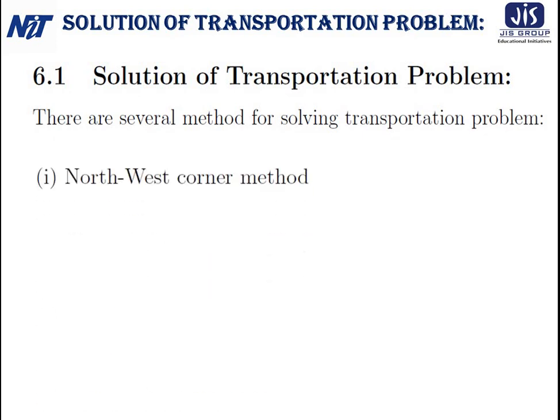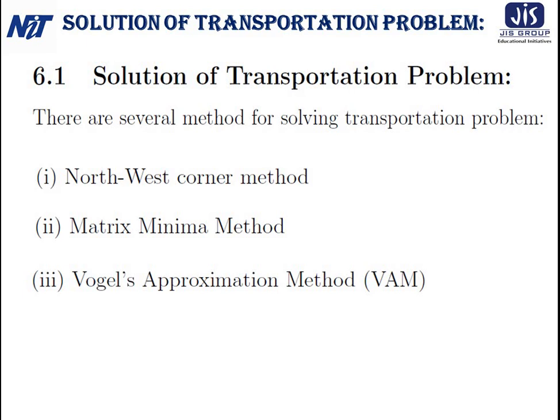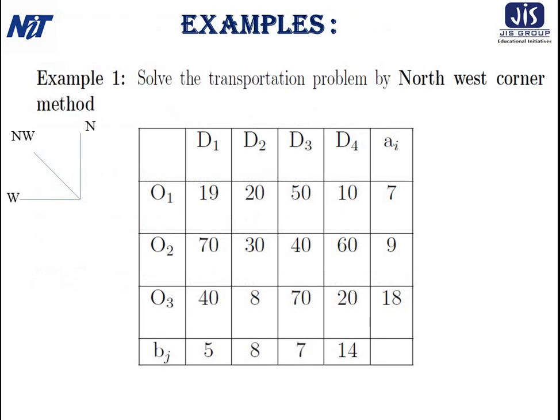Now, there are several procedures to solve this transportation problem. We can solve the transportation problem by northwest corner method, then matrix minima method, and then Vogel's approximation method. These are included in our syllabus. So at first, we will solve a problem with the help of the northwest corner method. So here, a problem is given. So how many origin are there? 3 origin are there, O1, O2, O3. And how many destination are there? 4 destination are there, D1, D2, D3 and D4.